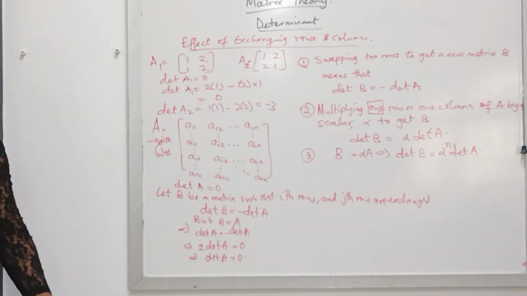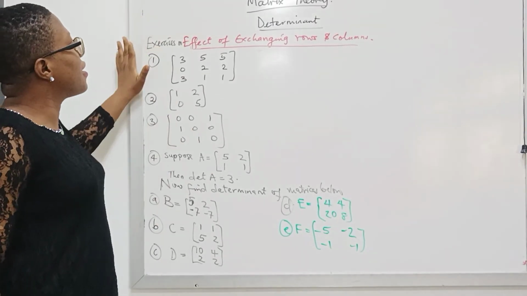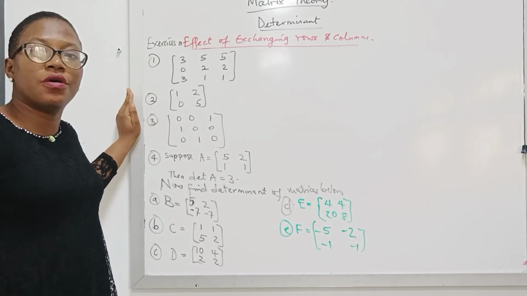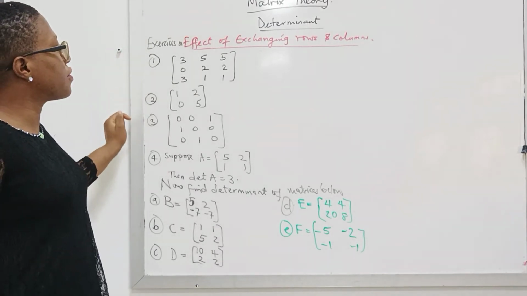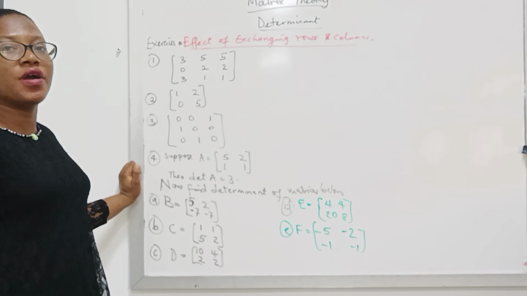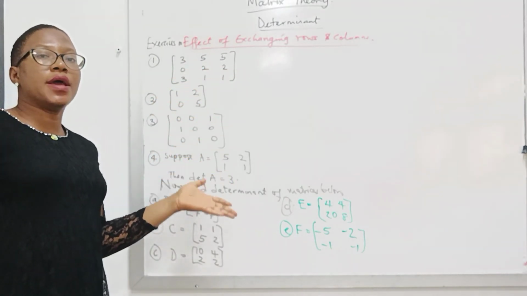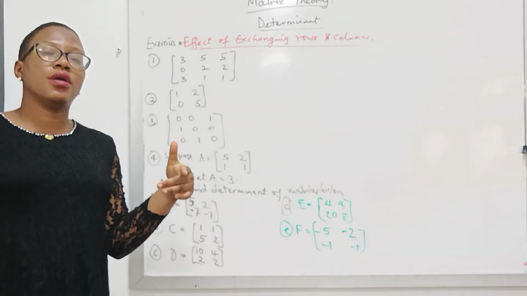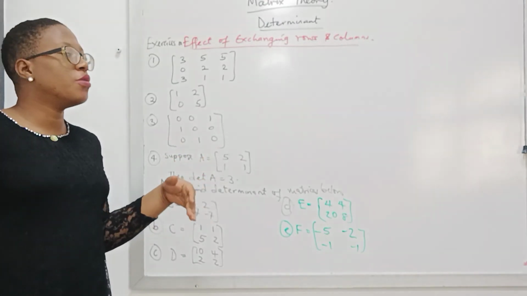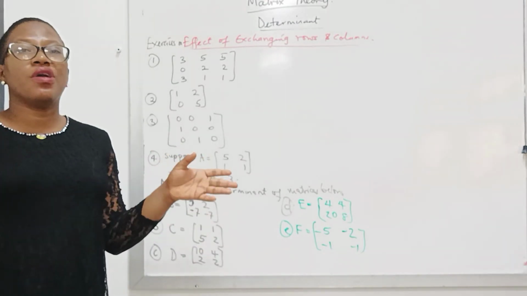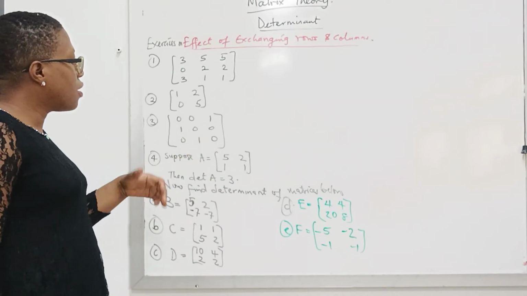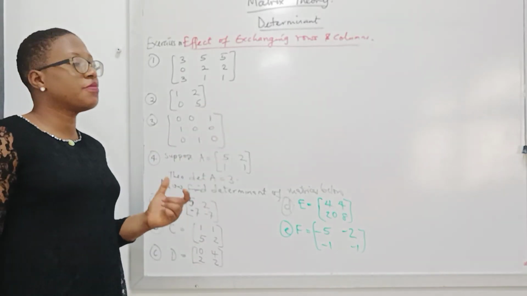So be careful. So let's take the following exercises. You can pause your video and try out all these exercises and see if you can apply what we just learned about the effect of exchanging rows and columns, multiplying a row by a scalar, or multiplying a column by a scalar, or exchanging rows or columns, and so on. All we just learned previously. Let's go.